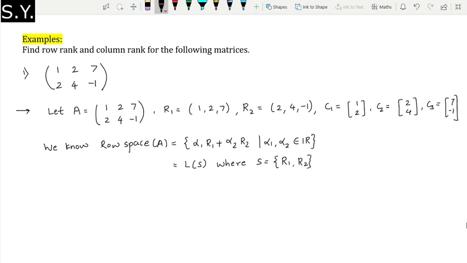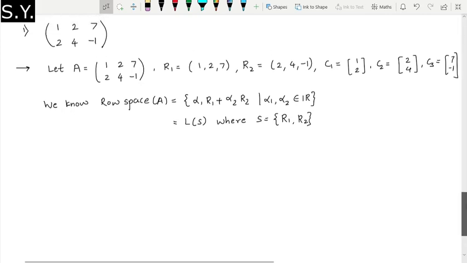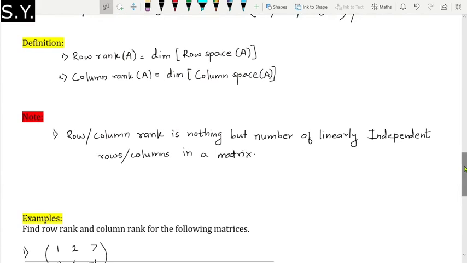Just note one thing, in order to find the row rank of A, we are supposed to find the dimension of row space. So first of all we will find the row space. I have written the row space here. Now we are going to find the dimension of row space. In order to find dimension, remember this row space is a subspace of R3.